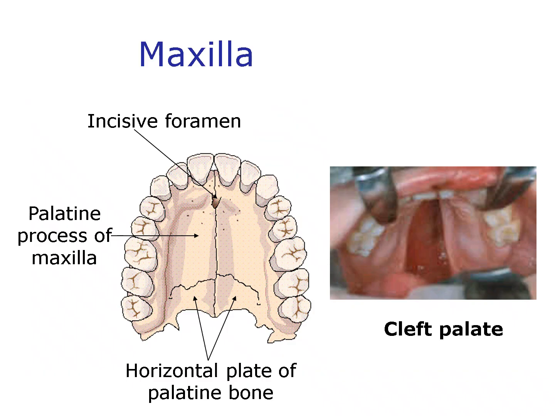The maxilla begins development as two bones which fuse to form a single upper jaw bone. Looking at the maxilla from an inferior view, the palatine processes can be seen making up the anterior part of the hard palate. The horizontal plate of the palatine bone makes up the remainder. The palatine processes of the maxilla unite during the 10th-12th week of gestation. Failure of the palatine processes to fuse during development results in a cleft palate. Immediately posterior to the incisor teeth lies the incisive foramen. This opening transmits branches of the greater palatine vessels and nasopalatine nerve.